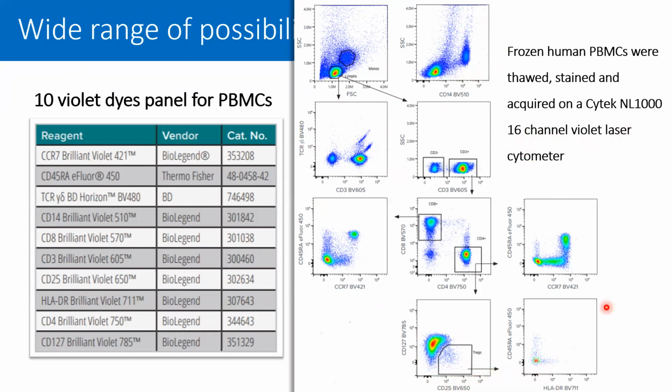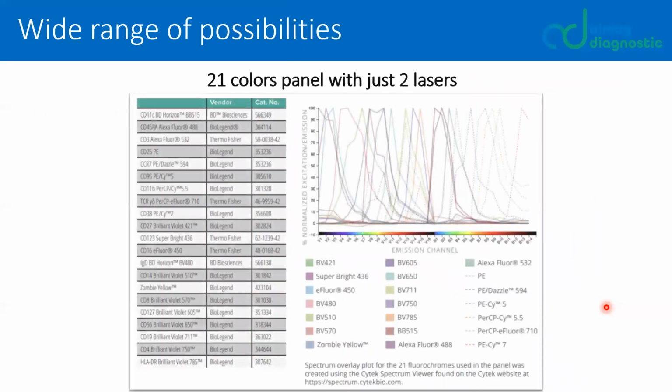So you really don't need to worry about the optical configuration of the instrument, because any dye excited by the laser can be used. Here is another example for a panel of 21 colors, and it was run on an instrument with only 2 lasers. This is something that goes up and up because all the time new dyes are added. And of course, when you have more lasers, you can even go up to 40 dyes with a 5 laser instrument. But again, to achieve 21 colors in only 2 laser instruments is really amazing.